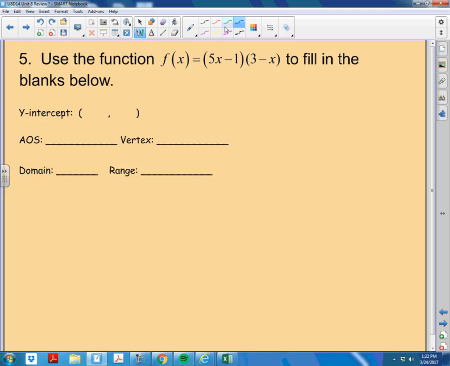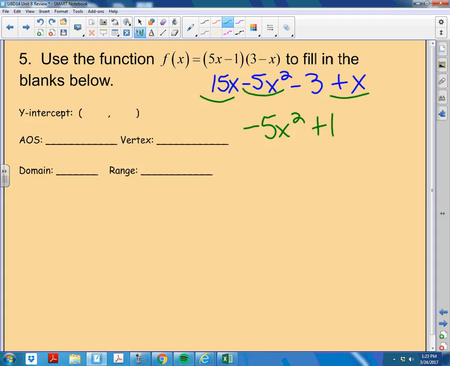So anyway, this one doesn't work, so we have to go ahead and distribute. So we end up with 15x minus 5x squared minus 3 plus x. That's doing the FOIL method. I just F-O-I-L. Now I put like terms. The x squared term always has to come first, then the x term, so plus 16x minus 3. This is my quadratic, right? And right off the bat, without doing anything, what do I know based on that quadratic? I know my y-intercept is at 0, negative 3.